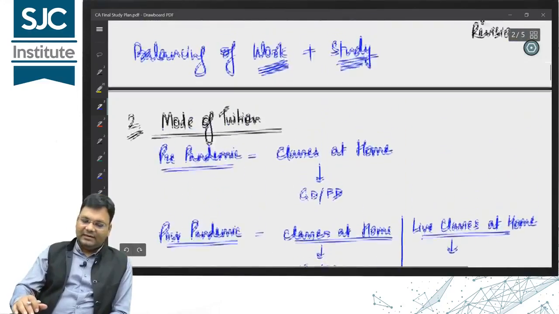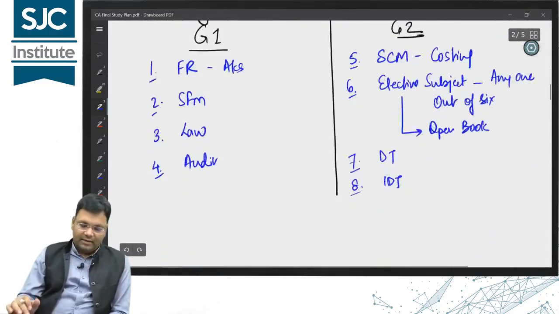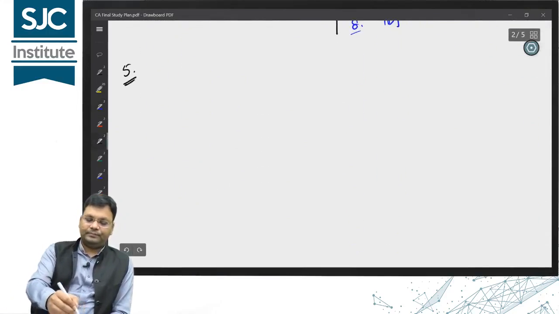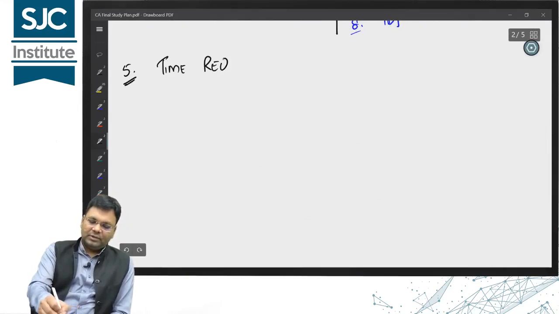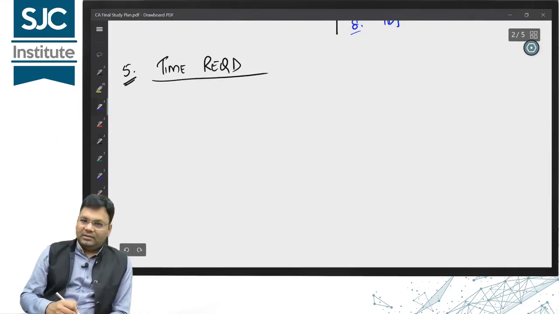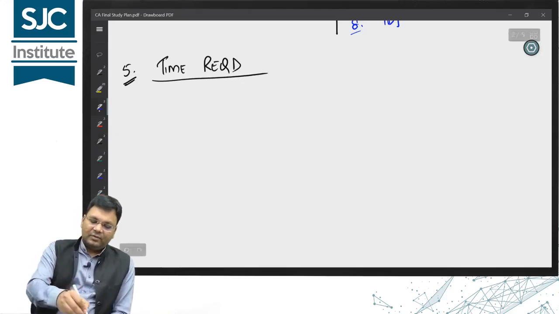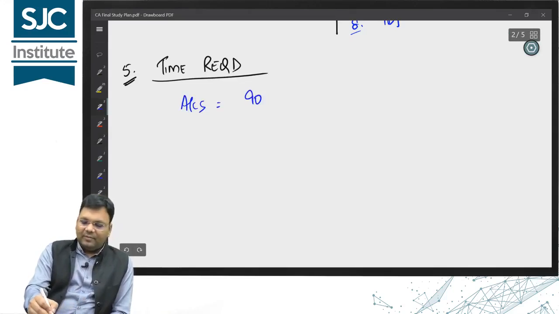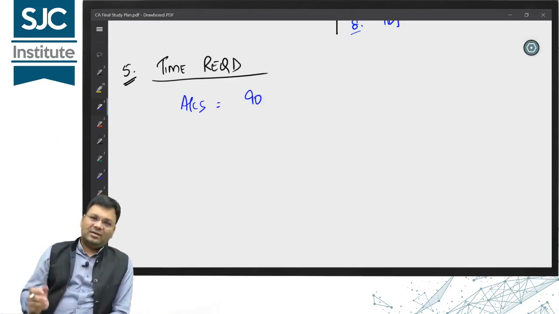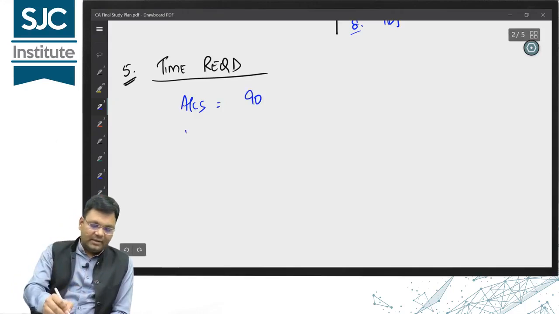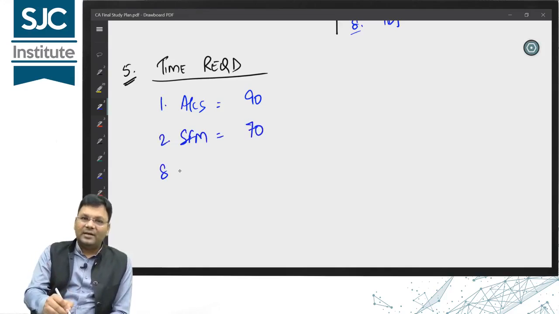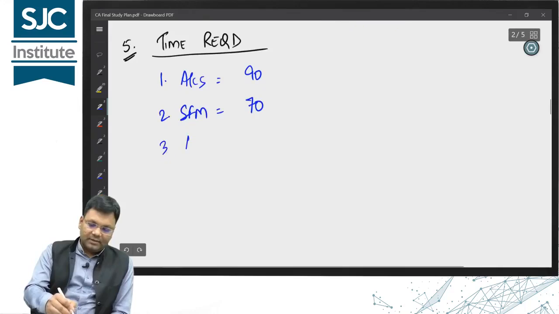Next, with these 8 subjects, I would like to share the time required. That is a basic thing to understand. I'm going to tell you a rough estimate of the number of classes done in one subject. For accounts, you will always see approximately 90 classes, with maybe 10 extra or 5 less. For SFM, there are 70 classes, again 10 extra or 5 less. I'm just telling you a tentative number of classes that we teachers provide in different subjects. Third, in law, you have approximately 50 classes. Fourth, in audit, you have approximately 50 classes.